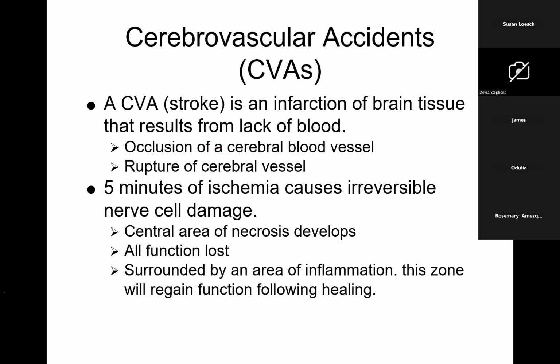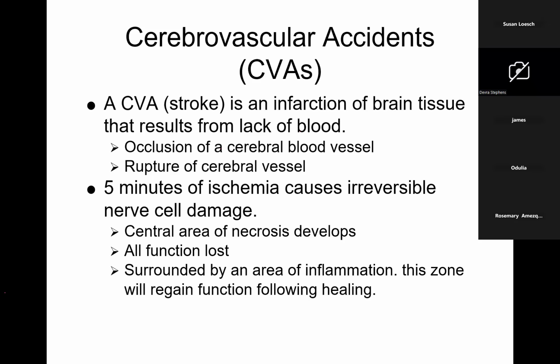Now, 5 minutes of ischemia causes irreversible damage to the cell. So necrosis will develop there, and inflammation, and function in the area is lost immediately. Now, remember, we were talking about liquid necrosis, and I said that occurs in the brain. So here, the brain tissue is going to liquefy, and it'll leave a cavity in the brain.